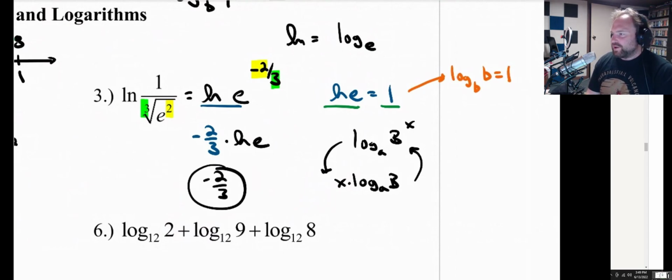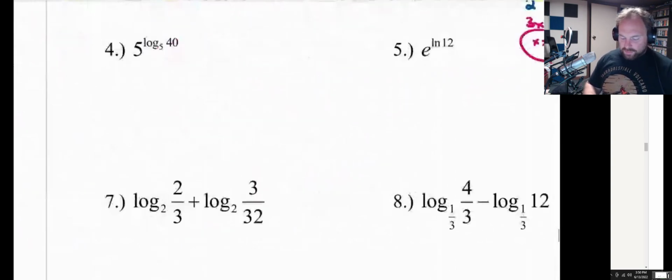Probably should have done some more work on log rules, but looking ahead at 4, 5, and 6, we're going to get a good chance to talk about that right now. So let's talk about some logarithmic properties.